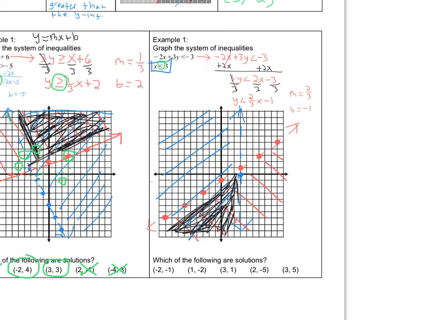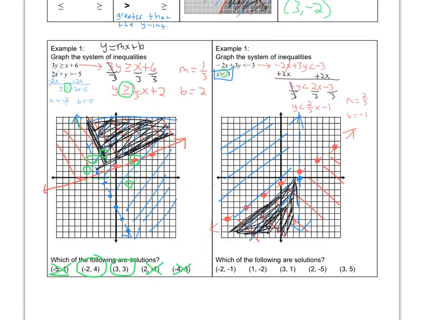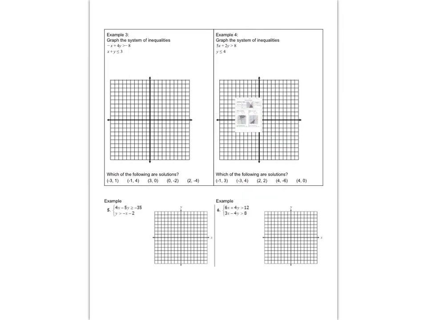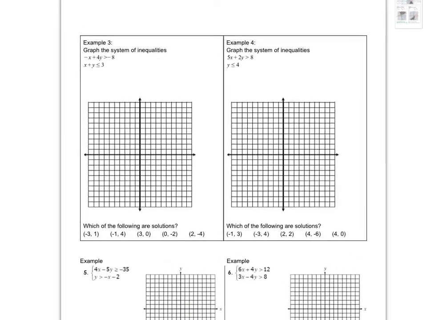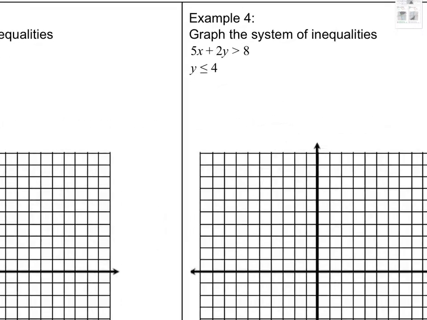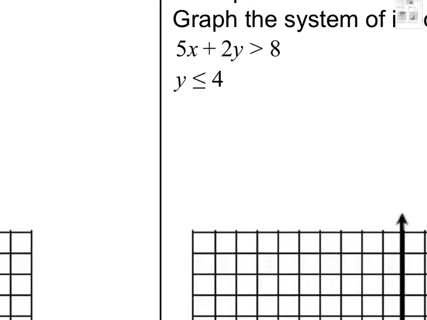Okay, so when you finish that, you can either pause the video to get all this down, or you can go ahead and flip to the back. So I'm going to get rid of this. And we're going to flip to the back now. Example 3 and 4 are exactly like the other side, so I'm going to let you do that. Just pay special attention to this y is less than or equal to 4. You want to think of a line that only crosses the y-axis at 4.